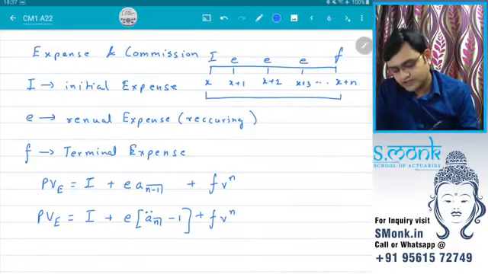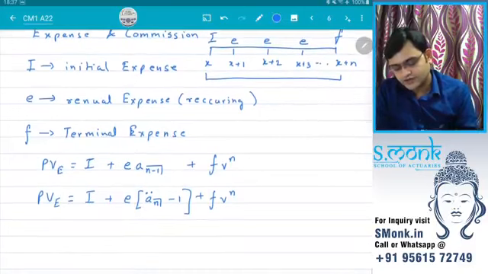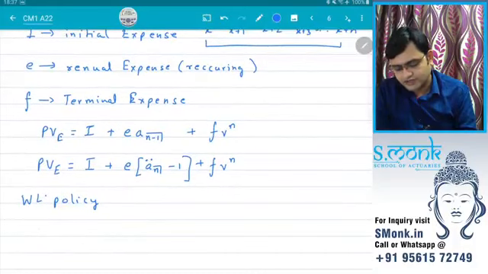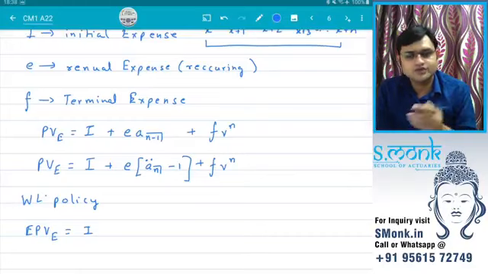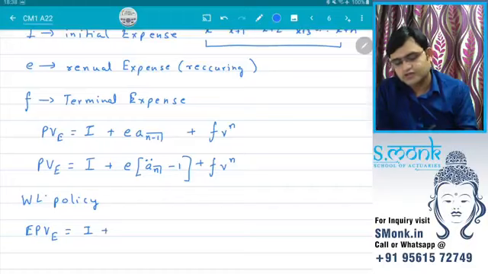Now, how does it translate to the expected present value? If I am talking about a whole life policy, then the expected present value of expenses: initial will just be I, no problem. We are multiplying with probability; everybody is going to pay that initial expense. Then recurring expense depends on whether the person survives that many years, right? So it becomes an annuity. We'll write it as E a-due x minus 1.